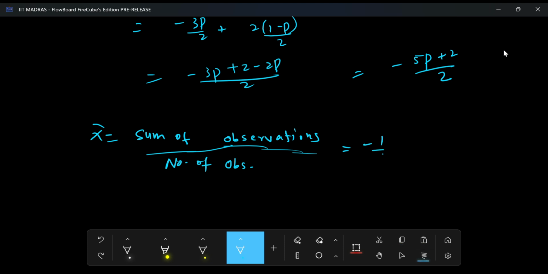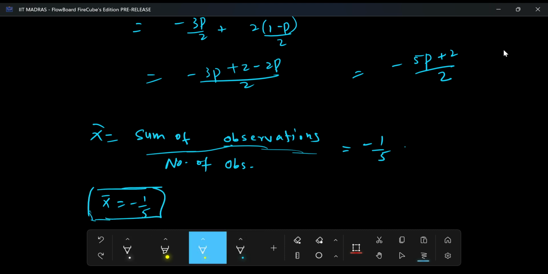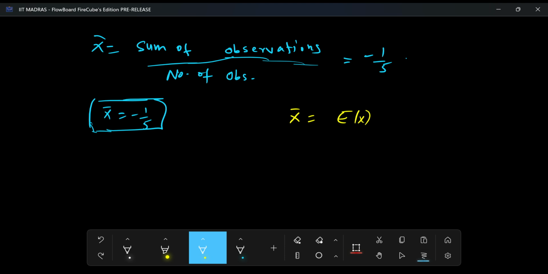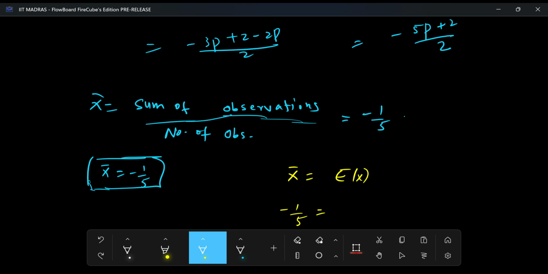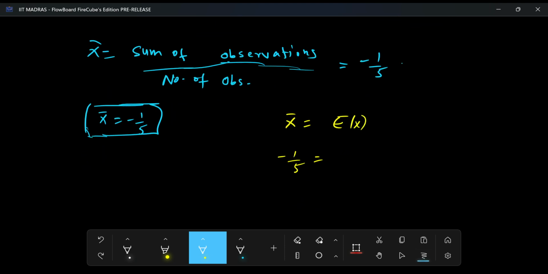That's -1 upon 5. So x bar is equal to -1 upon 5. What I told you, that x bar is equal to the expectation of x. That is simply -1/5 is equal to the expectation of x, which is (-5p + 2) divided by 2.